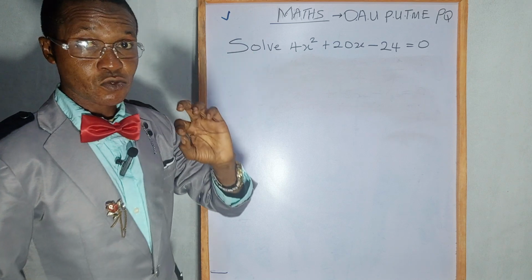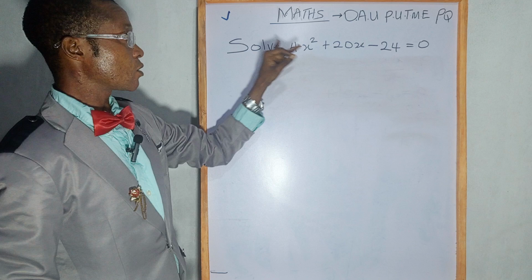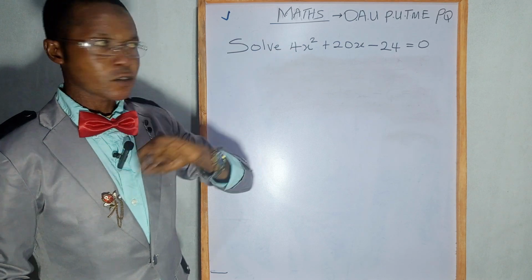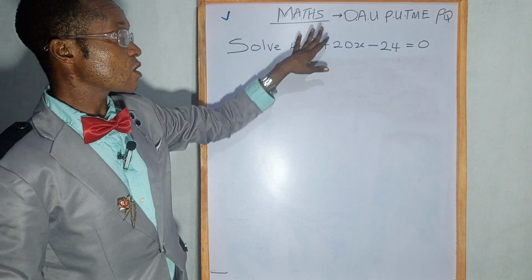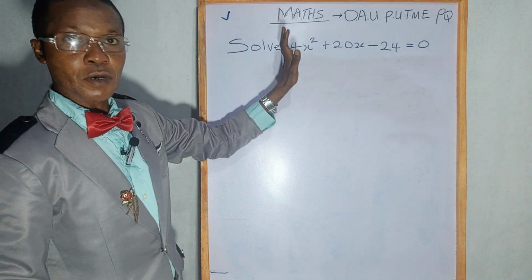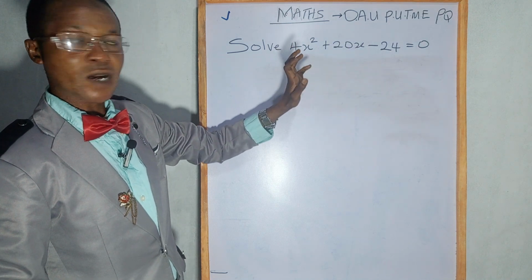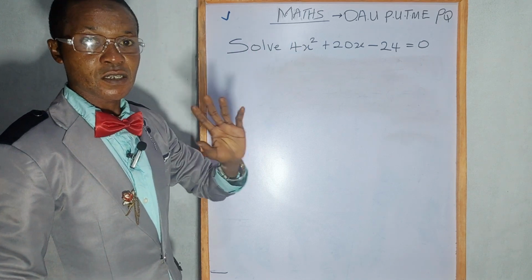In quadratic equation, for you to know that it is quadratic equation, the first thing is for you to check the coefficients. The coefficient must not be 0. If the coefficient is 0, it means it is a linear equation. If it is 1 or more than 1 or less than 1, it shows that it is a quadratic equation.